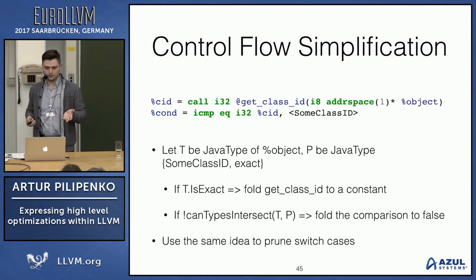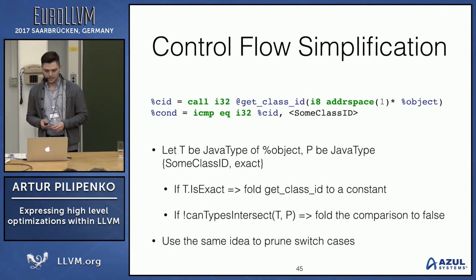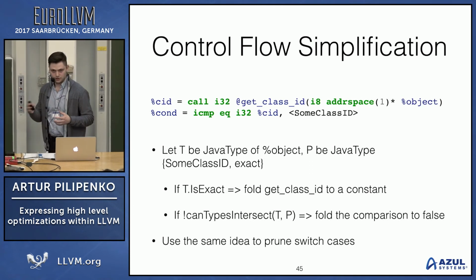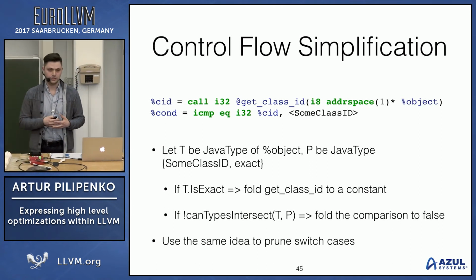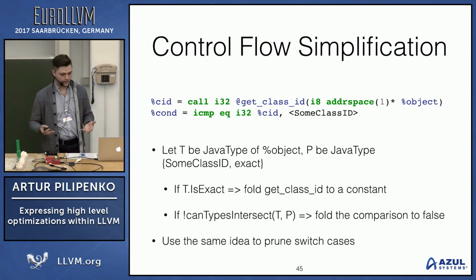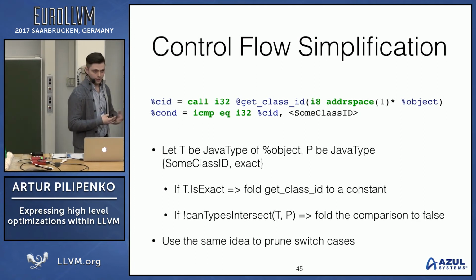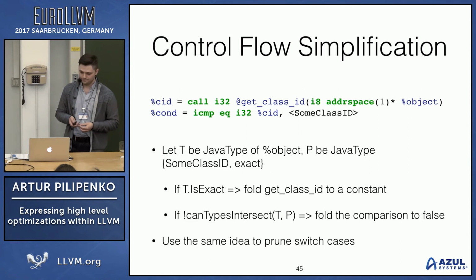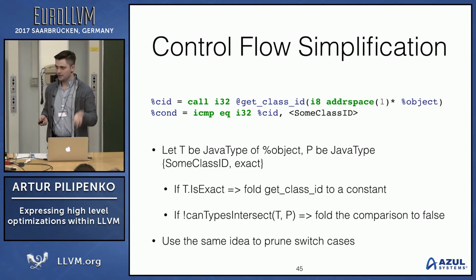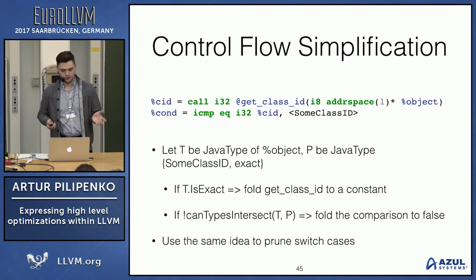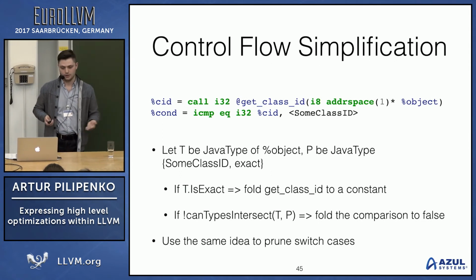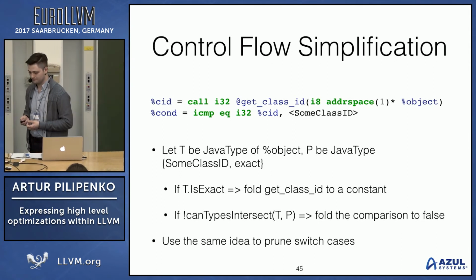If we cannot fold it to a constant, we can check if the class we're comparing with belongs to this set of classes the object can implement. And if it is not, if these types do not intersect, we know that the comparison can never be true. So it can be optimized to false. And we apply the same idea to prune switch cases, but it is not an instCombine rule, but a separate pass because it manipulates control flow.